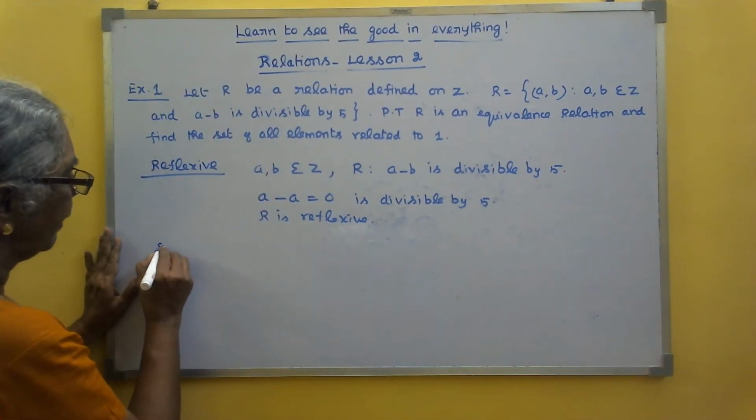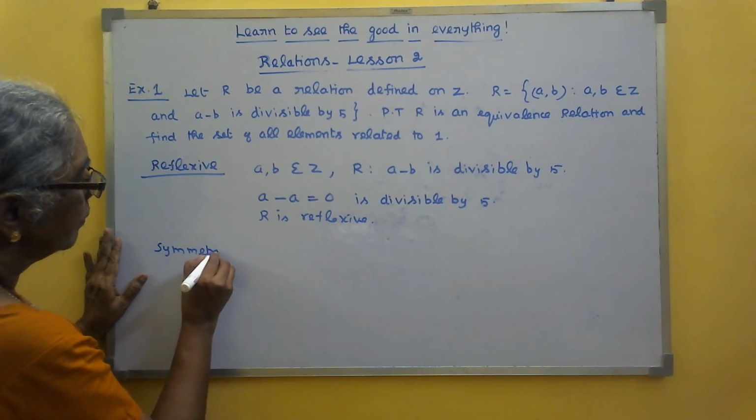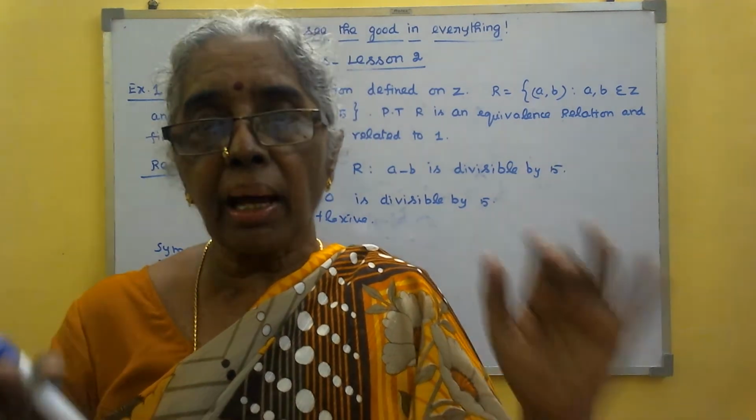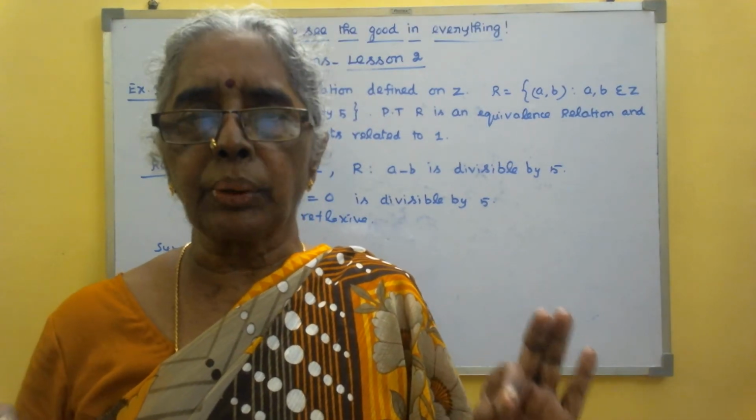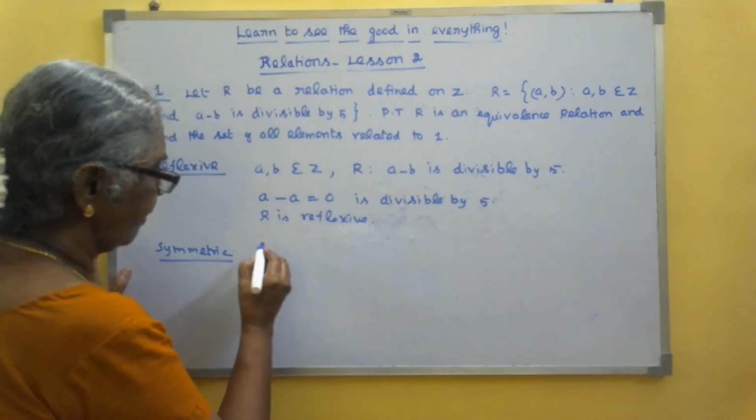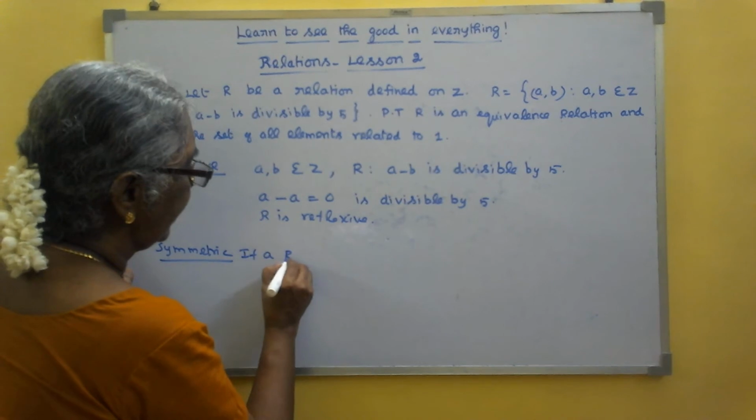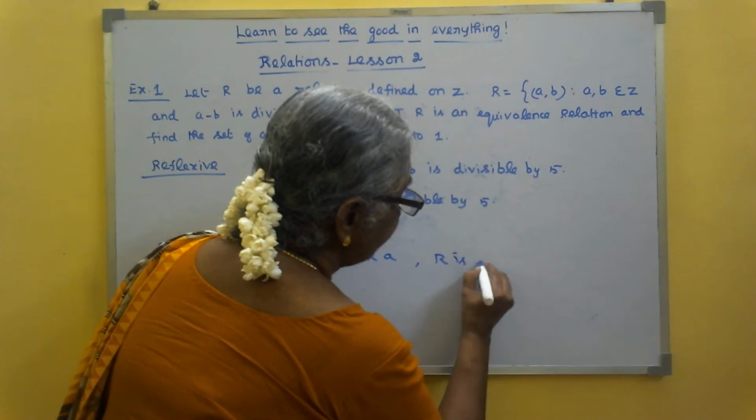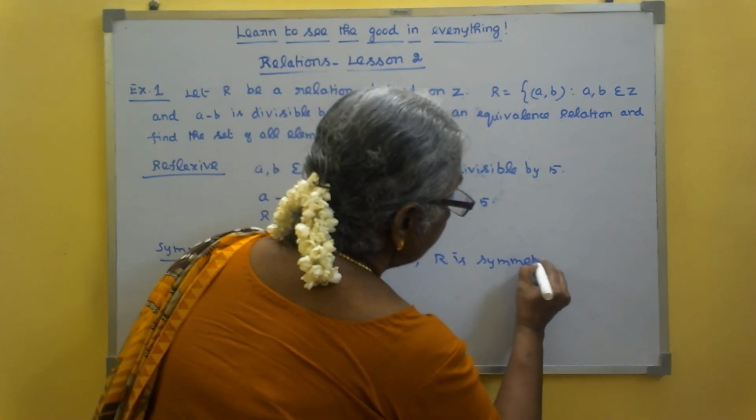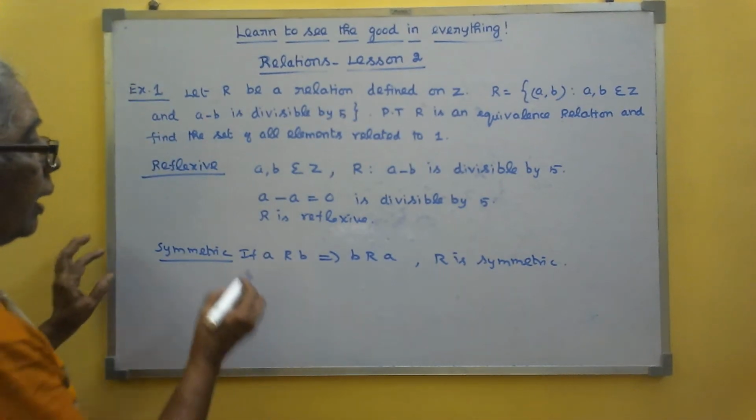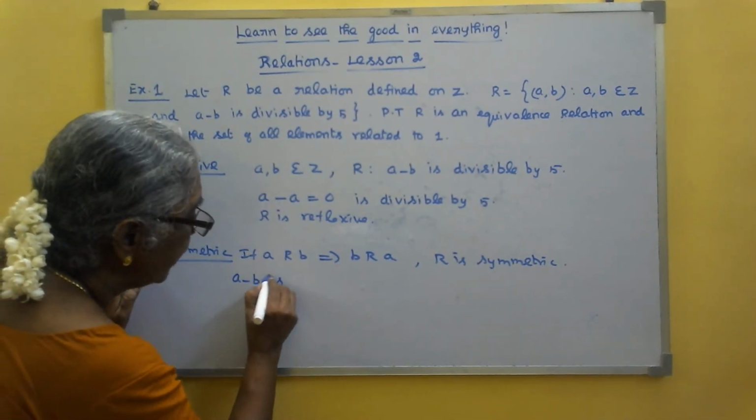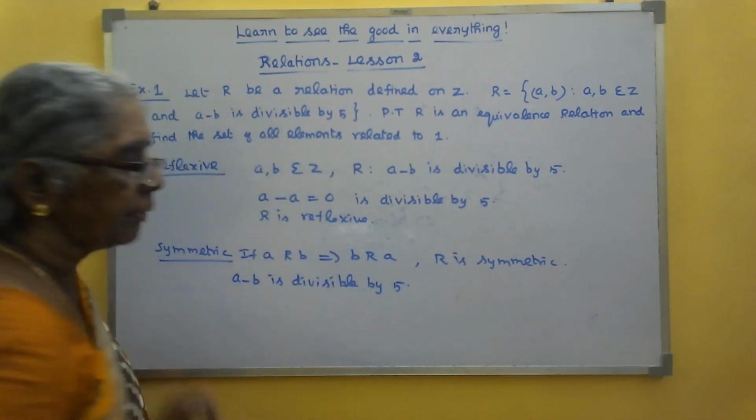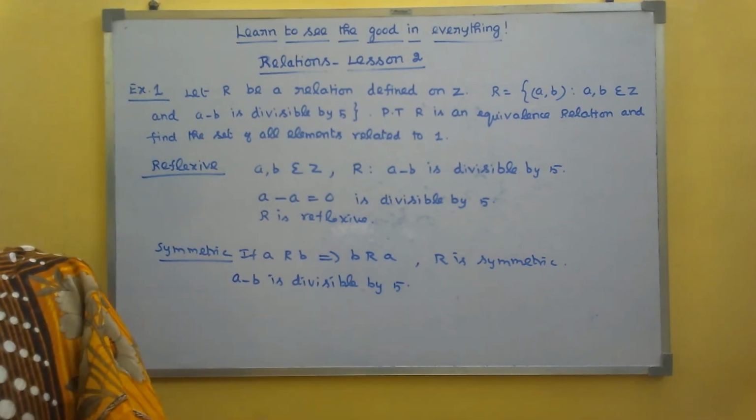Now let me move on to symmetric, right? Now in symmetric, if a related to b implies b related to a, then you can say R is symmetric, right? So I will write, if a related to b implies b related to a, R is symmetric. This is the definition for me. Now, it is given already, a minus b is divisible by 5. That is given. Now I have to prove b minus a is divisible by 5.